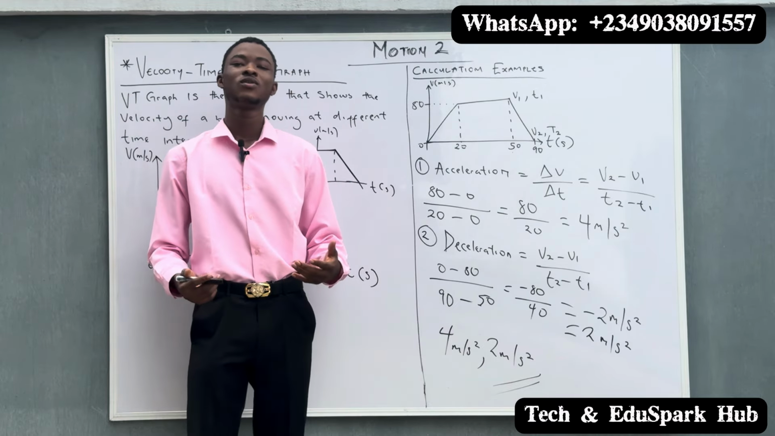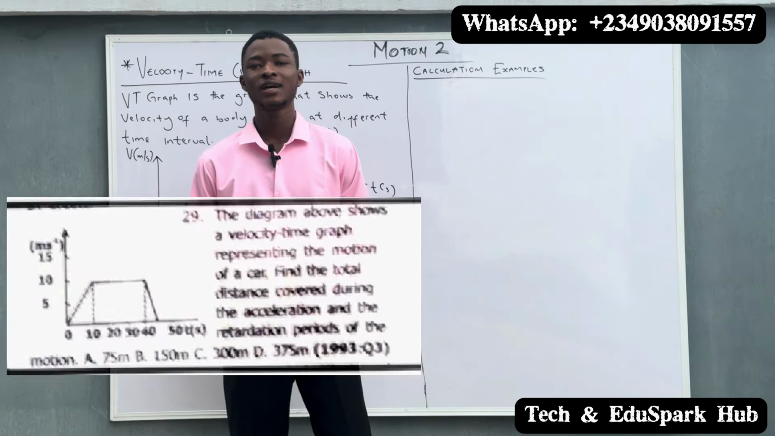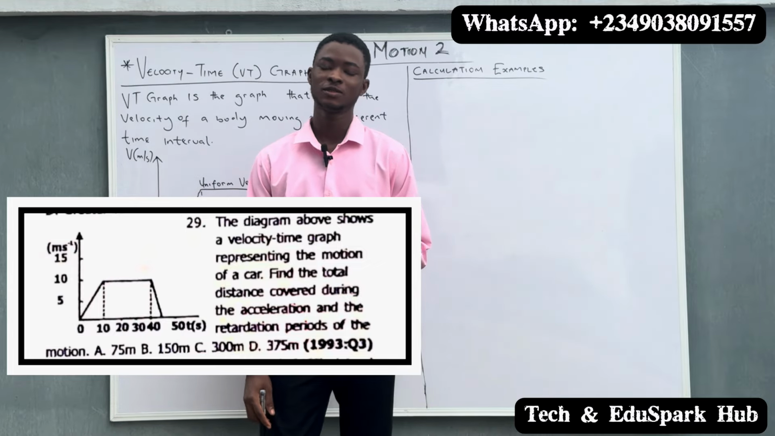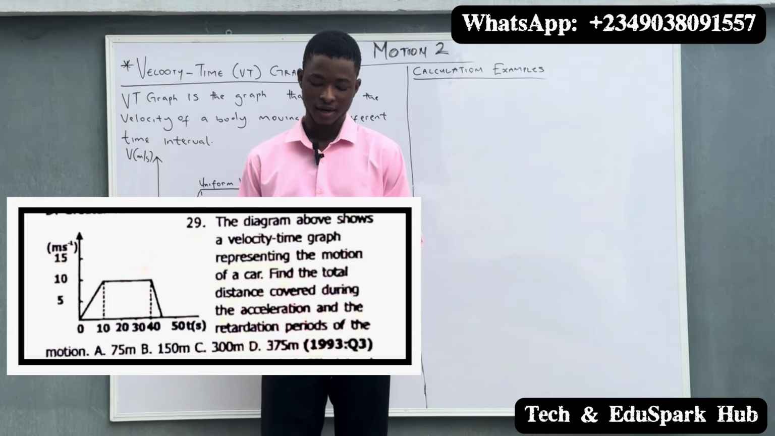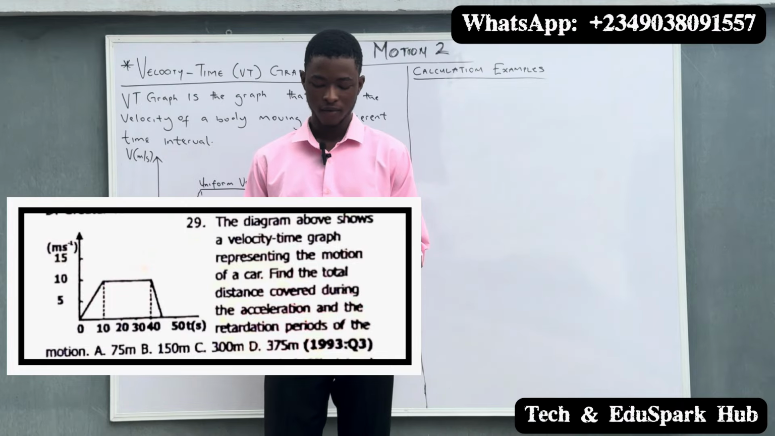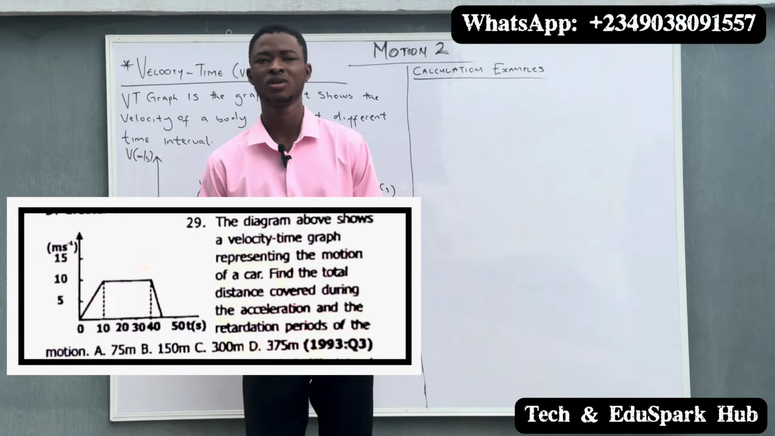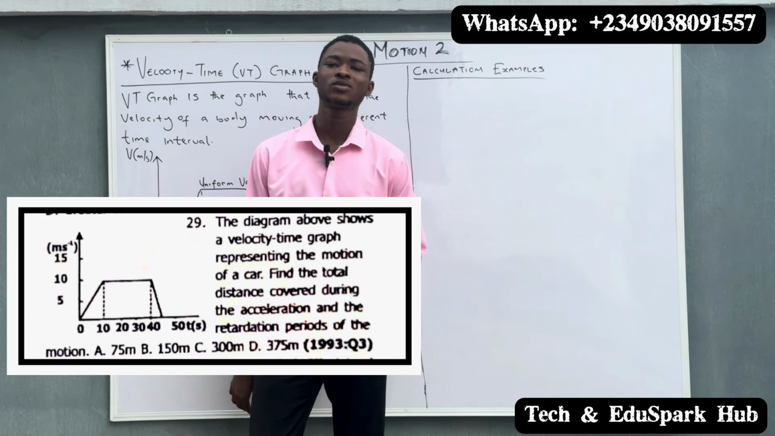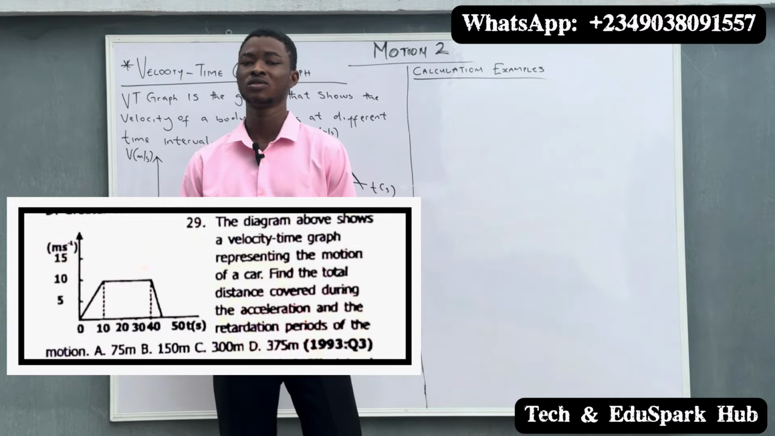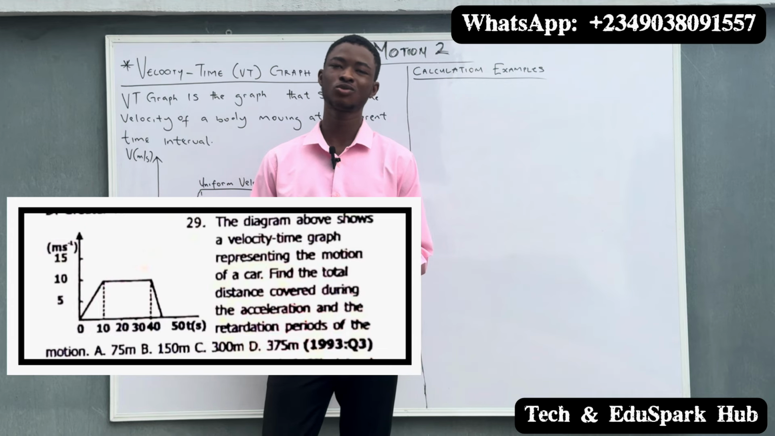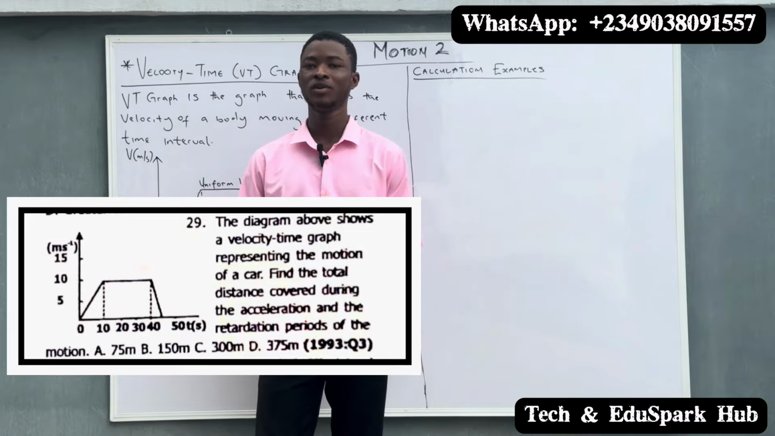So let's look at the last example on the velocity time graph. The question as displayed on the screen says that the diagram above shows a velocity time graph representing the motion of a car. Find the total distance covered during the acceleration and retardation period of the motion. You have to read the question very well and understand it before answering. This question is asking us to find the total distance covered during the acceleration and the retardation period of the motion.